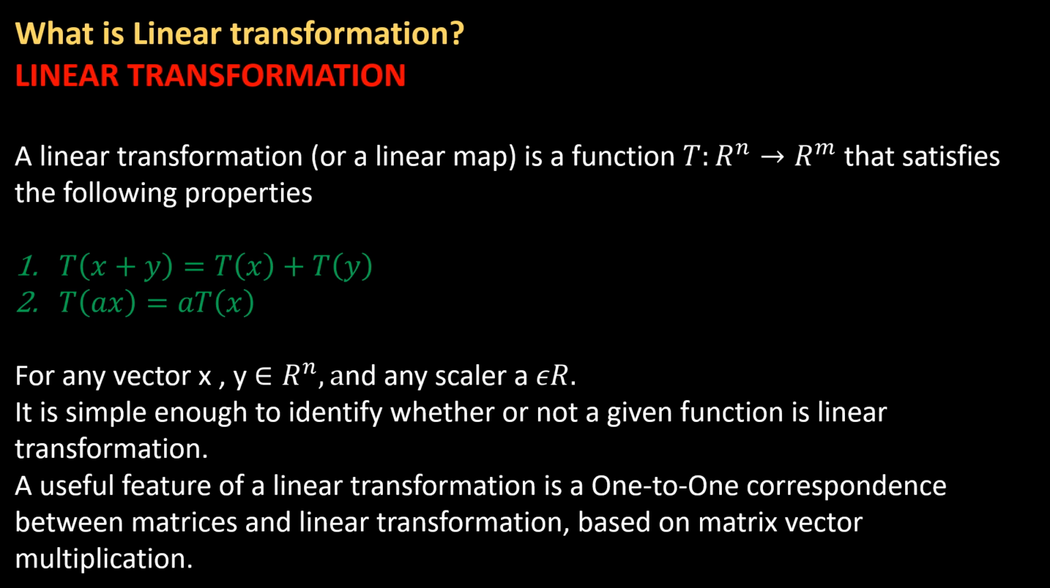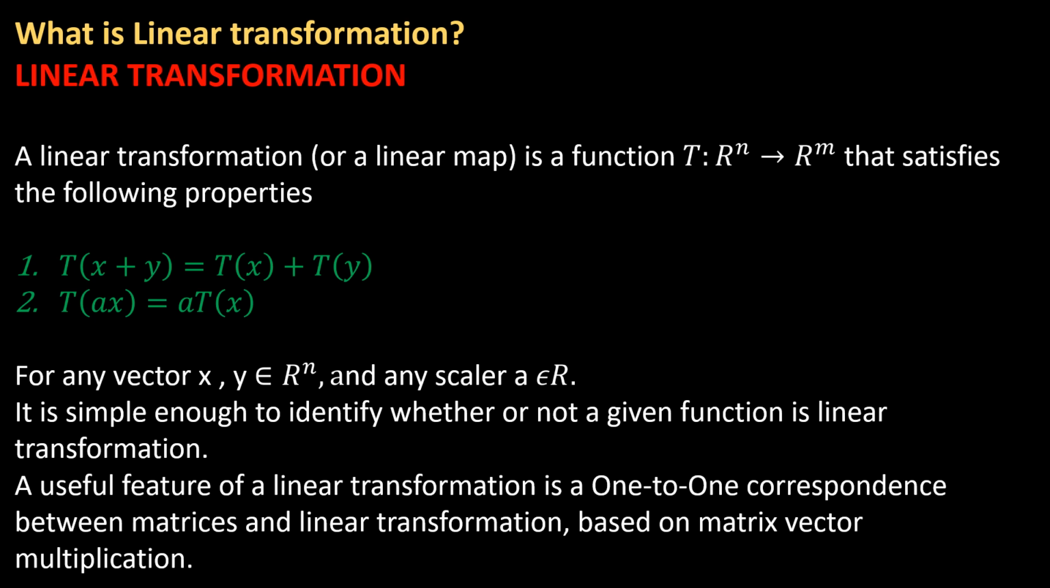What is a linear transformation? A linear transformation, or linear map, is a function from Rn to Rm that satisfies the following properties. That is, T(x + y) = T(x) + T(y). And the second one is T(ax) = aT(x), where a is a scalar. Whenever a scalar number is multiplied with the function, the scalar is separated at the end.